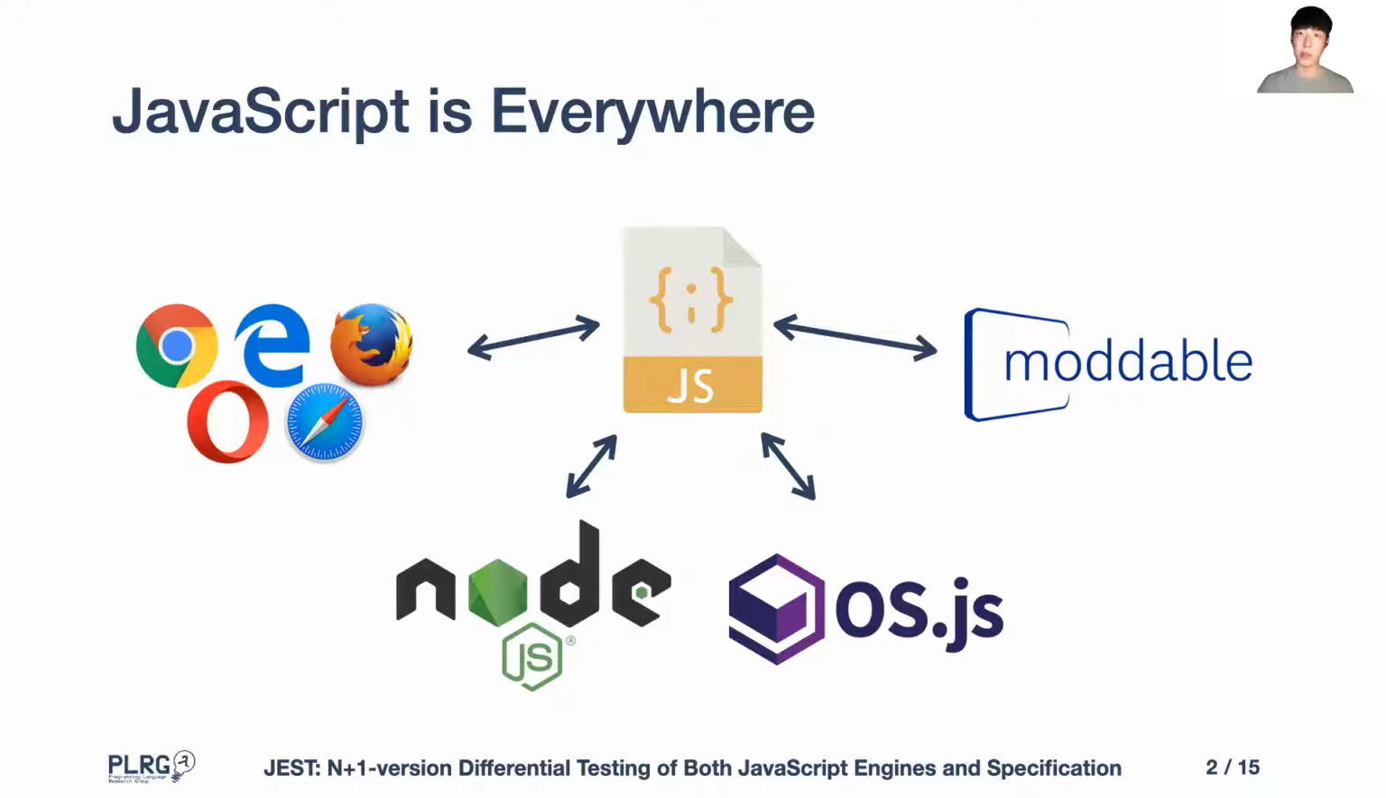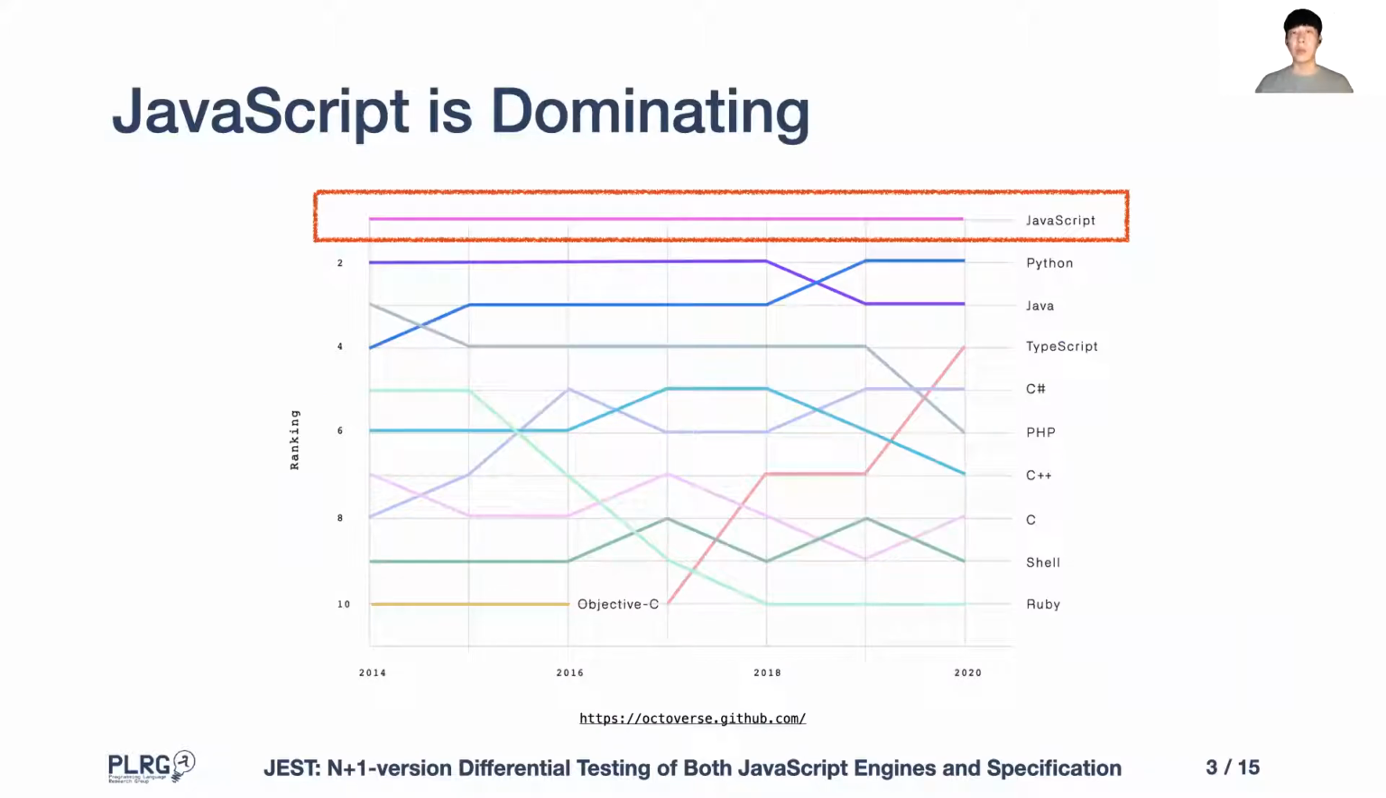However, nowadays, thanks to its good portability, we can use JavaScript in server-side or system programming and even in small embedded systems. Moreover, JavaScript is one of the most dominant programming languages in the world. According to the Octoverse, which is the annual report of GitHub, JavaScript is the top-ranked programming language in GitHub repositories.